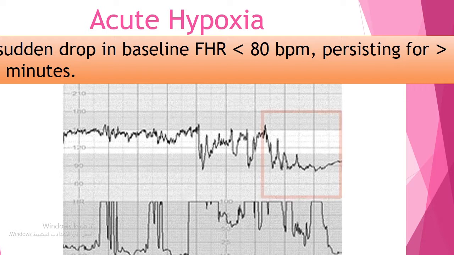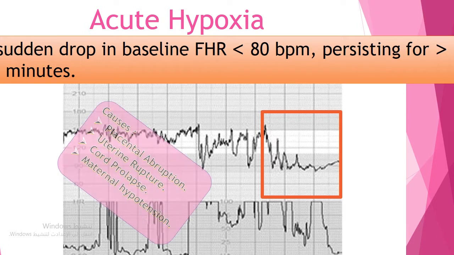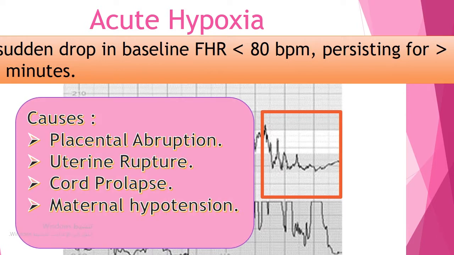Such a sharp and long deceleration causes a rapid onset of metabolic acidosis if it occurs secondary to an intrapartum accident. And the intrapartum accidents are placental abruption, umbilical cord prolapse, and uterine rupture. And the pH decreases at a rate of more than 0.01 per minute.